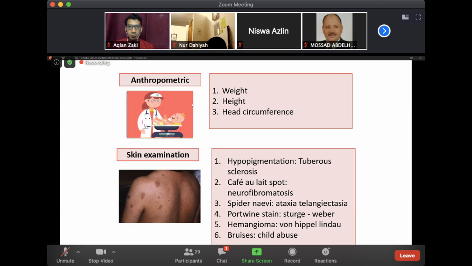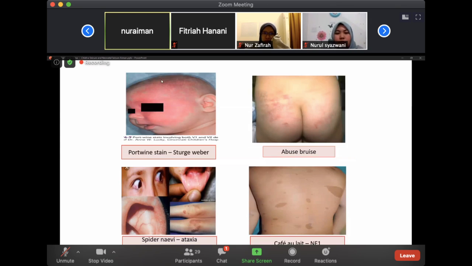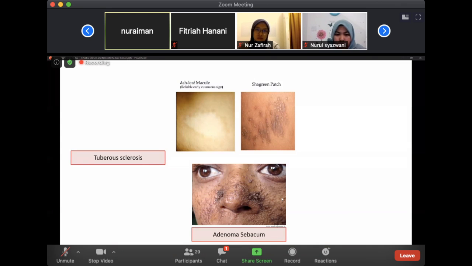Or maybe look also for bruises, in which the child may be abused by their caretaker or anyone. So these are common examples. Port-wine stain in Sturge-Weber syndrome at the top left photo, then top right, and for abuse, bruises, as you can see. And then for any dilated vessels or any spider nevi, also café-au-lait spots in neurofibromatosis.